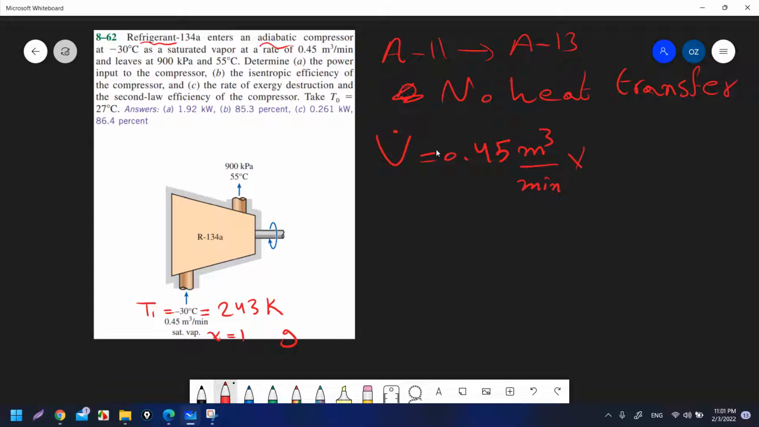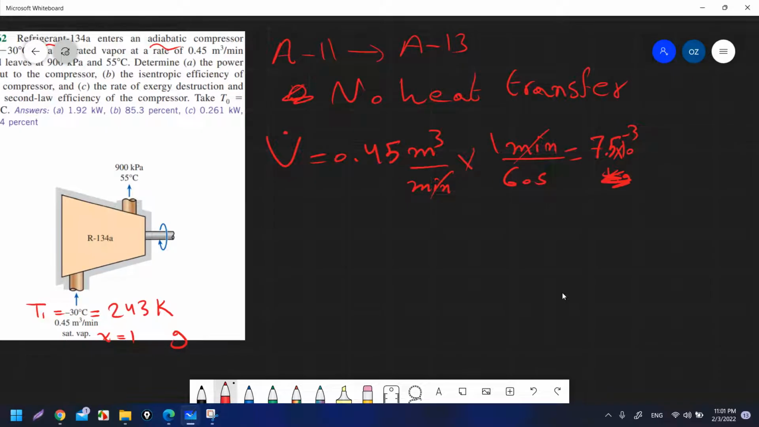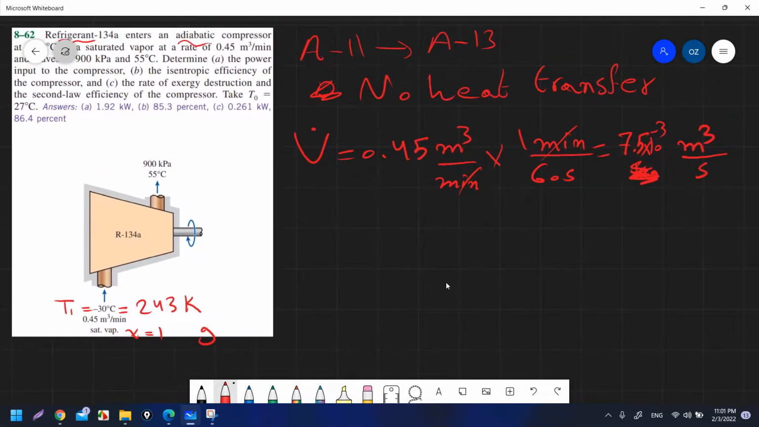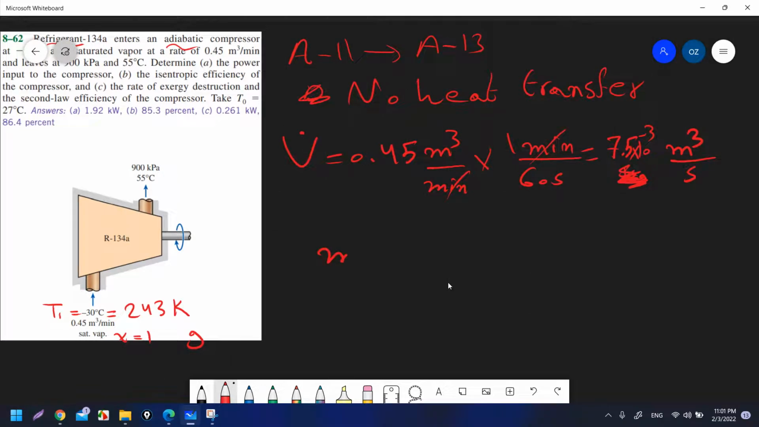If I want to make it per second, I multiply by 1 minute over 60 seconds, and this will give me 7.5 times 10 to the power negative 3. Not kilogram, this one is meter cubed, the volume flow rate per second. Okay, and if I have the volume flow rate, I can get the mass flow rate. I will divide by the specific volume, and I will get the mass flow rate. This volume flow rate is at the inlet, so it is V dot 1. So I have to find the specific volume at state 1.